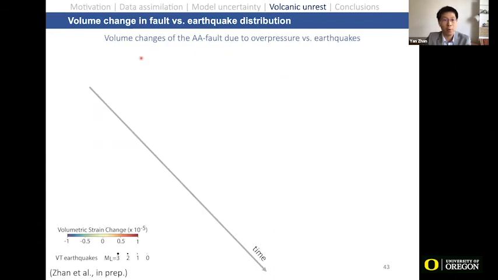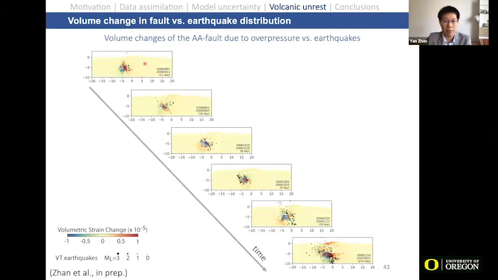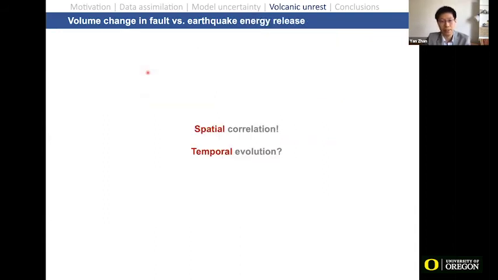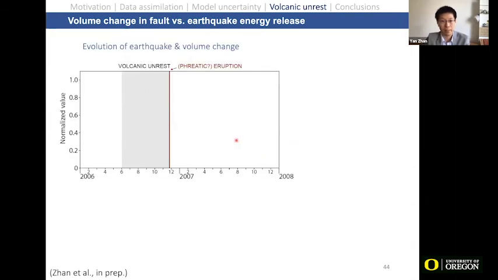And further, we can calculate the evolution of this volume change due to the migration of the pressure source and compare that with earthquakes. We find that the earthquakes favor those red areas, the part of the fault that experiences dilatancy. So there is some spatial correlation. So what about the temporal evolution?